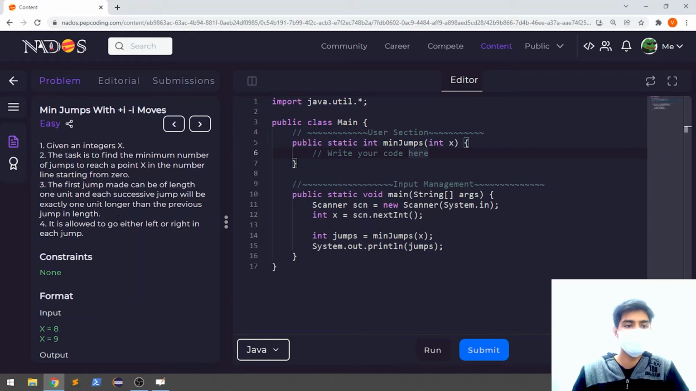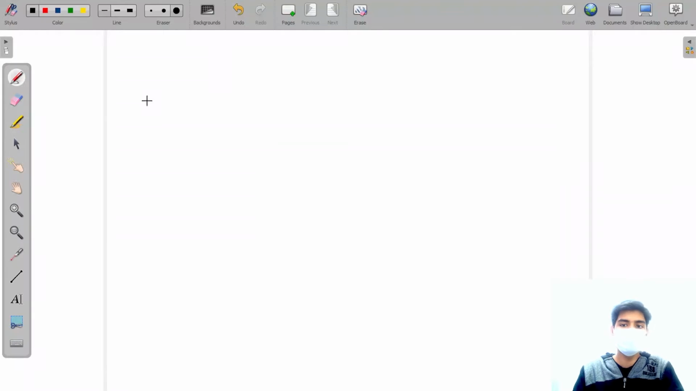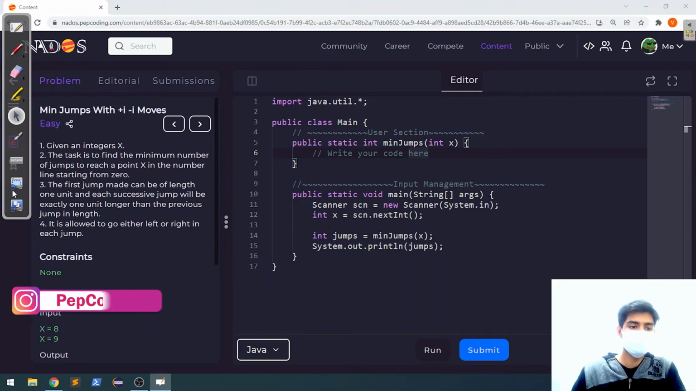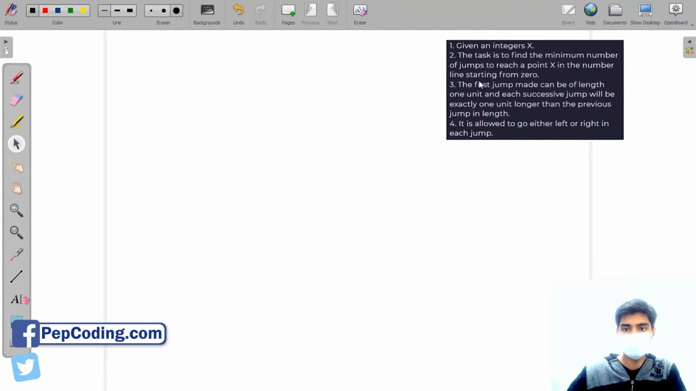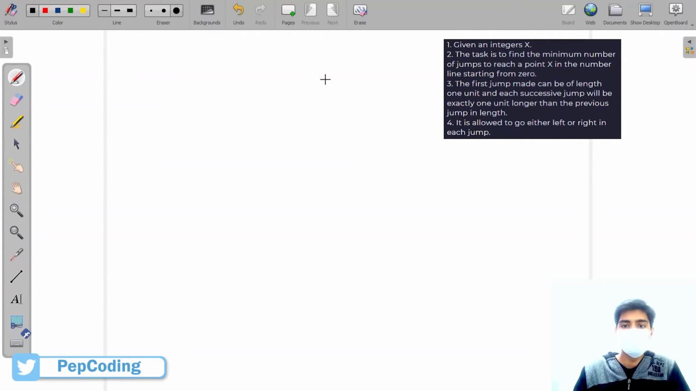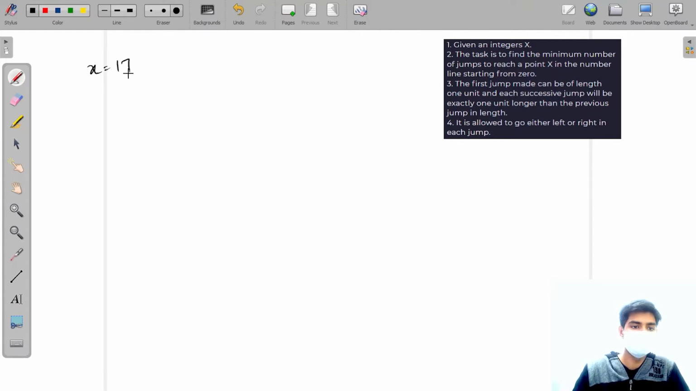In this video, we will look at the question minimum jumps with plus i and minus i moves. Okay, so let's take the question statement so we can actually understand what the question is saying. It is saying that given an integer x, let's say my x is 70, right?